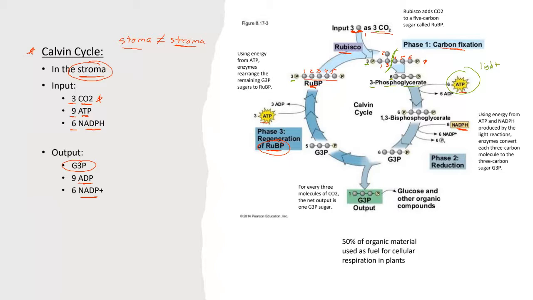It comes from the light-dependent reactions, right? And it's going to be used for phosphorylating, okay? For energizing, but also it's going to be phosphorylating. What does that mean? Well, look at this over here.